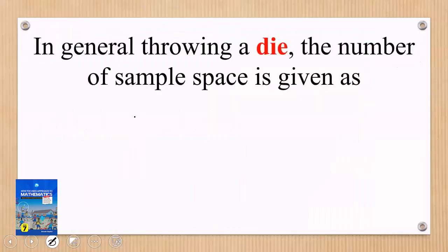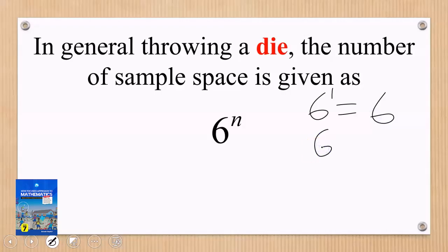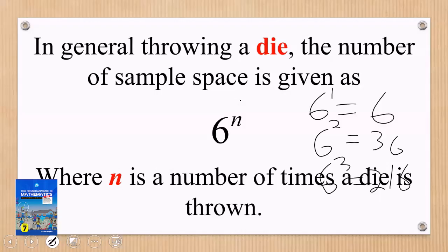So in general, we are also saying here that throwing a die, the number of sample space is given as 6 to the power n. So if your die is only 1, you're going to get 6 to the power 1, which will give you 6. If there are 2 dice involved, we'll get 36. If there are 3 dice involved, then you see that the outcome will be very, very huge. 216 will be the sample space. So that is general. Here our n represents the number of times we throw a die, or the number of dice that are thrown once.